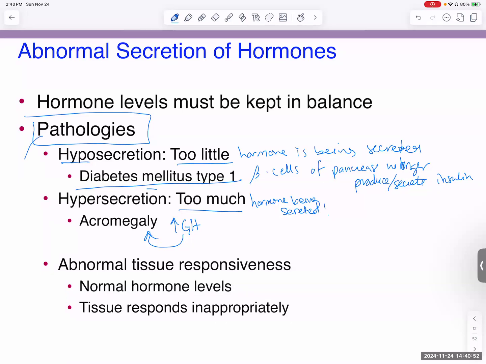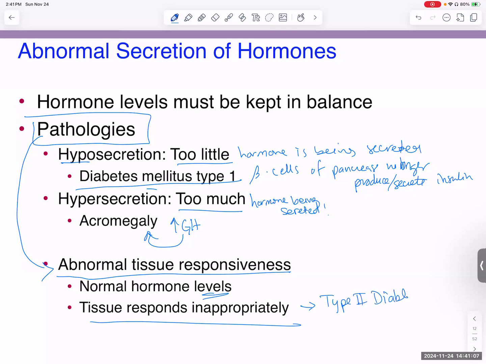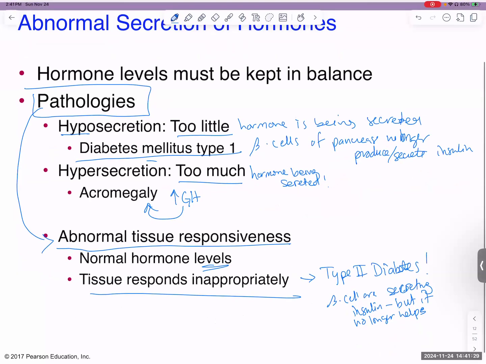You can also have pathology when there's abnormal tissue response. So there's normal hormone levels, but the tissues are responding inappropriately. And an example of this is type 2 diabetes. So the beta cells are secreting insulin, but it no longer helps increase glucose permeability, right? So no GLUT4 channels inserted in the membrane.